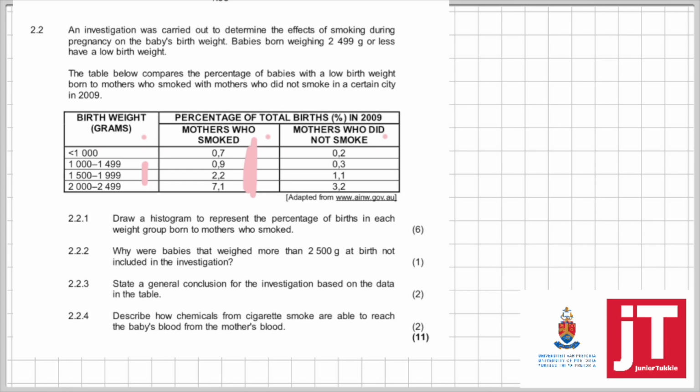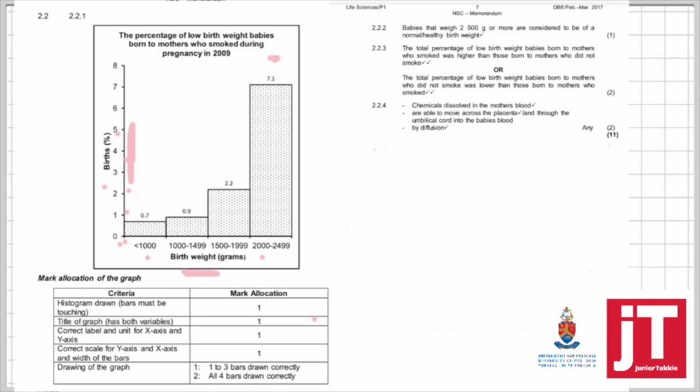2.2.2. Why were babies that weighed more than 2,500 grams at birth not included in the investigation? So we look here. Babies at this weight have a low birth weight. Why didn't we include the babies with 2,500? Because they are already normal or healthy weight. Okay, so there's no need for us to include them.